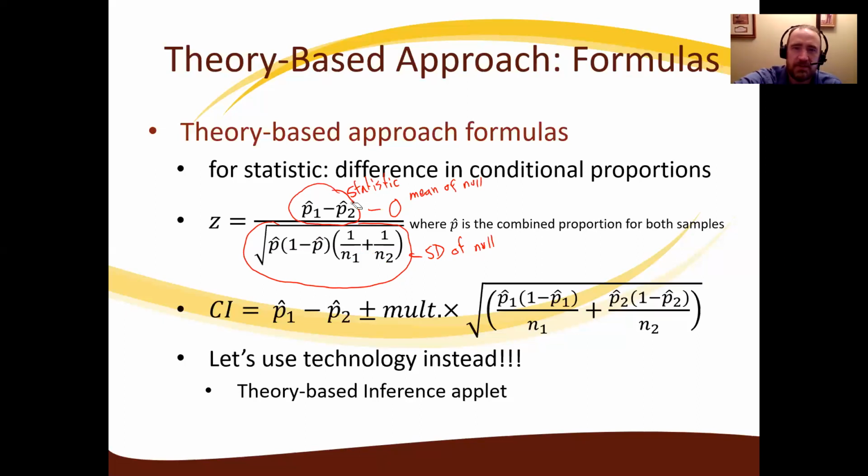We can use that to find a p-value as well, and that's what the theory-based approach does: it takes a standardized statistic and converts it into a p-value. So we'll see that on the theory-based applet.